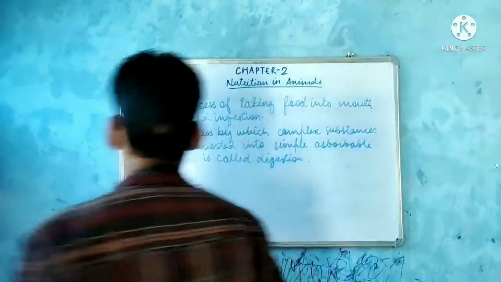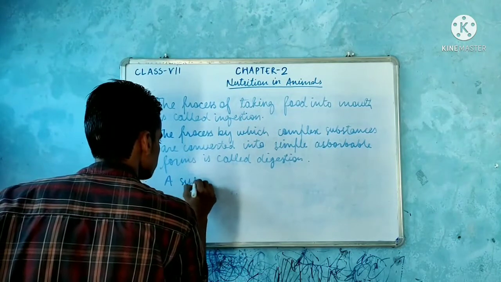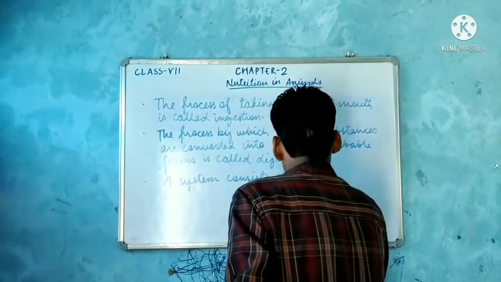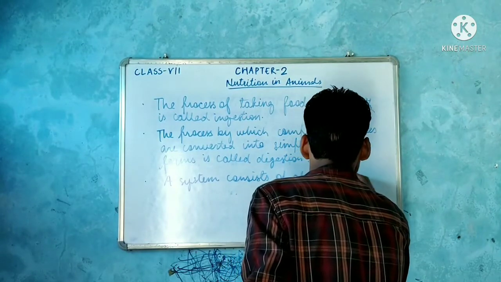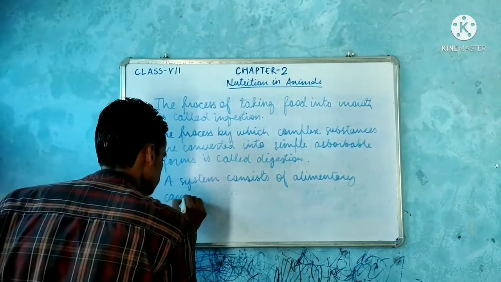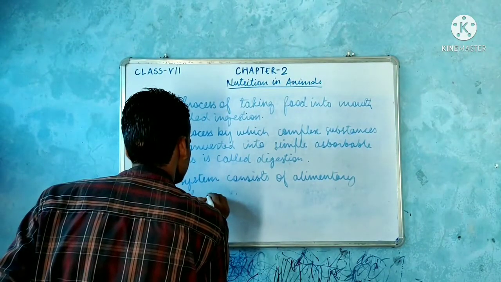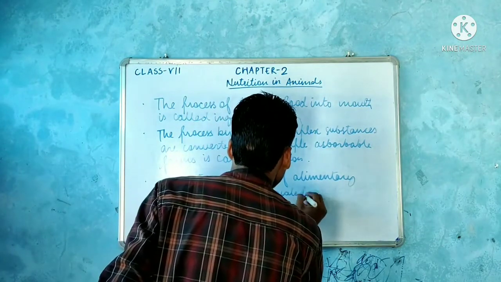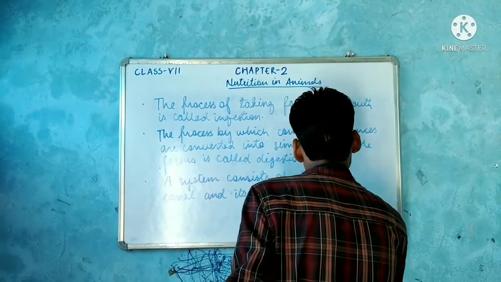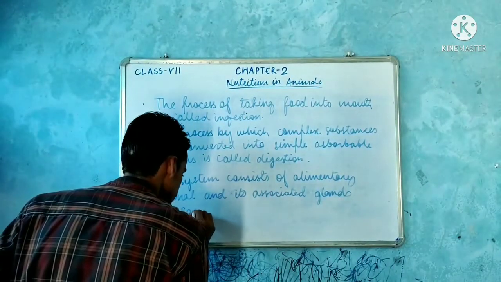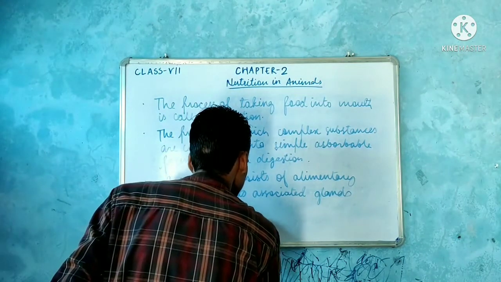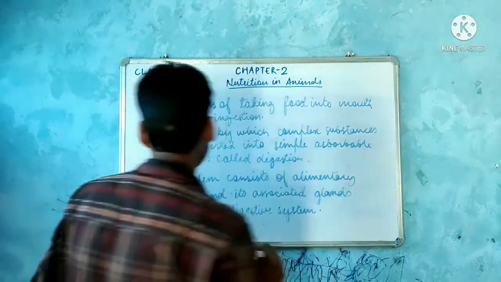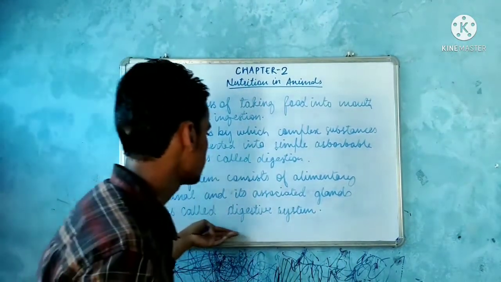So what is digestive system? A system that consists of alimentary canal and its associated glands is called digestive system.